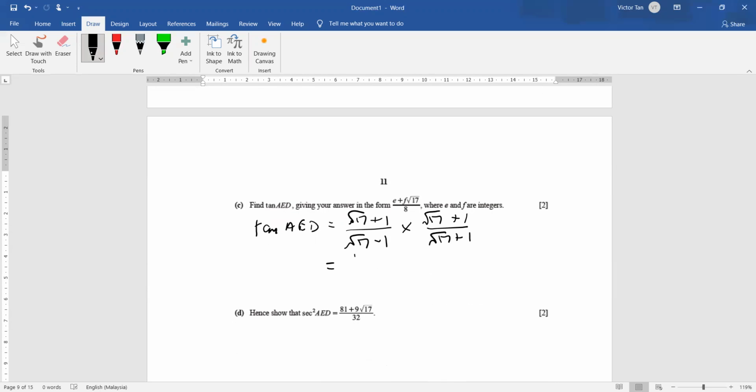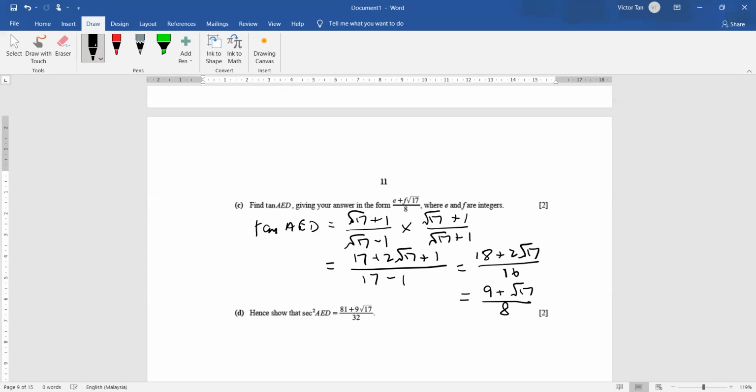That equals 17 plus 2 root 17 plus 1 over 17 minus 1. So this will equal 18 plus 2 root 17 over 16, which is 9 plus root 17 over 8. Okay.